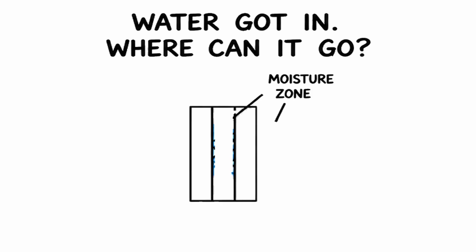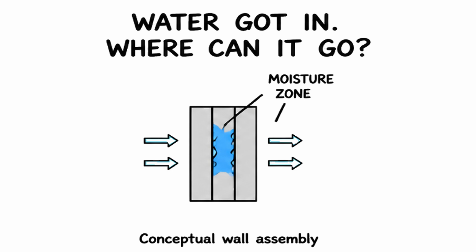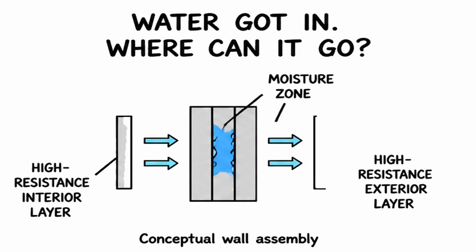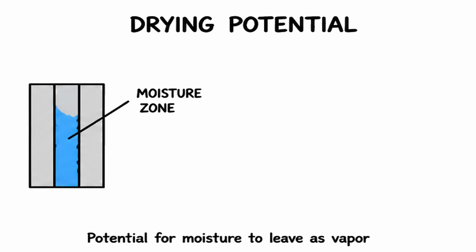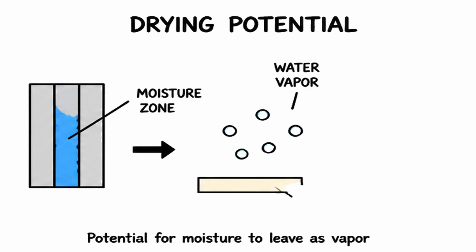Water got in. Where can it go? When moisture enters a wall, its ability to leave may depend on more than one direction. But a wall does not simply dry because someone calls it vapor open. In this lesson, drying potential means the potential for moisture to leave an assembly as water vapor.